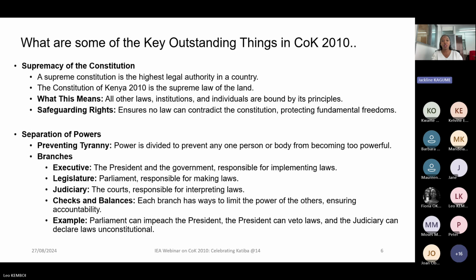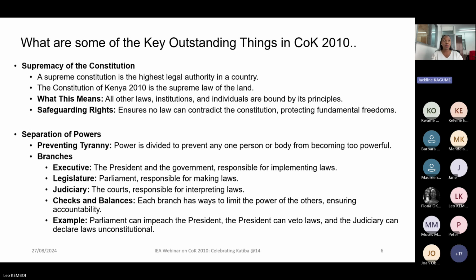So basically, what this means is that all laws, all institutions, all individuals are bound by the principles. It is useful for the safeguarding of rights, to ensure that we do not have laws or institutions that contradict the constitution, or anyone advancing their own interests that are different from what is guaranteed by the constitution. So it's useful not only for ensuring the rule of law, that all persons are equal under the law, but also for protecting those fundamental freedoms. So we have that supremacy of the constitution.